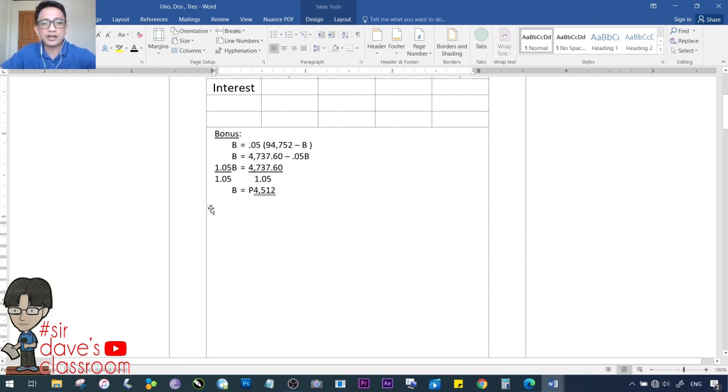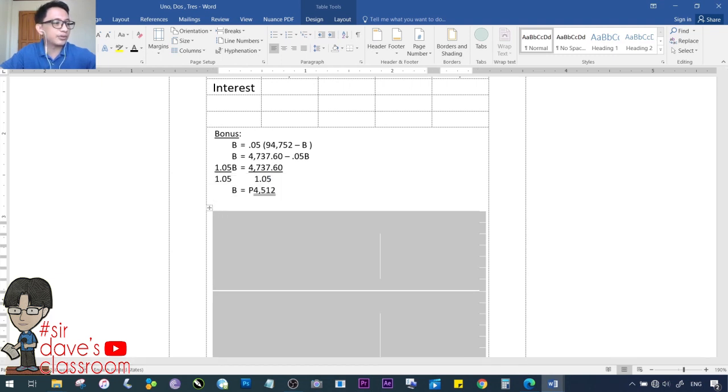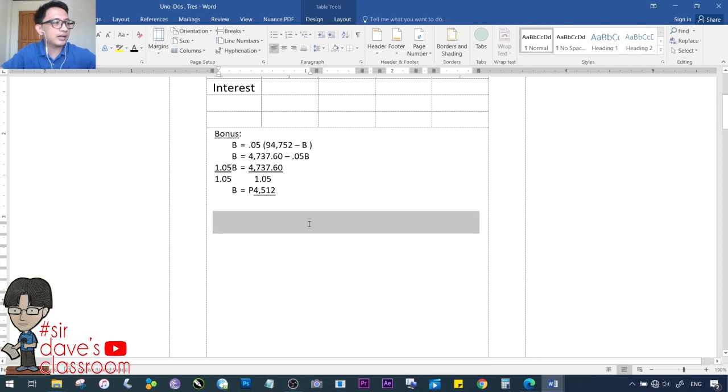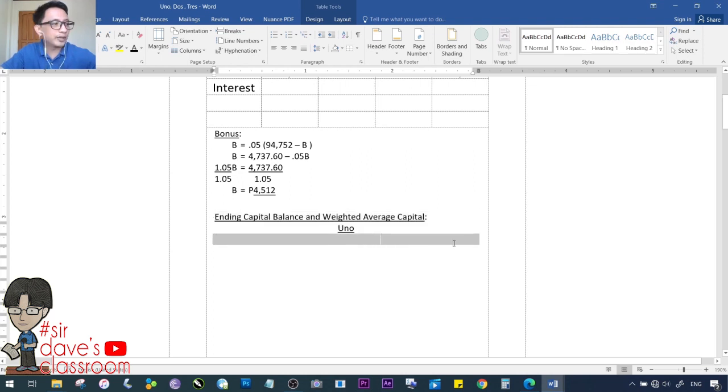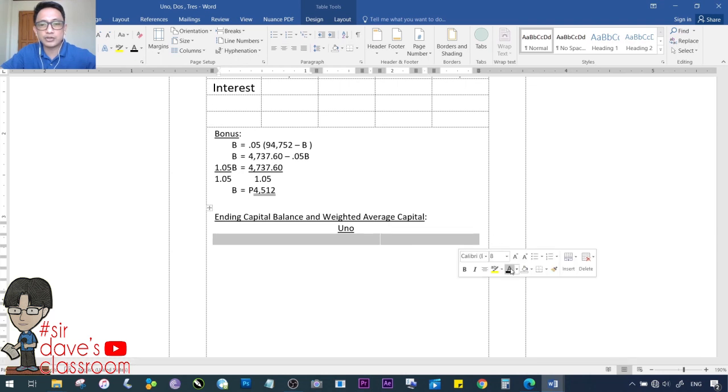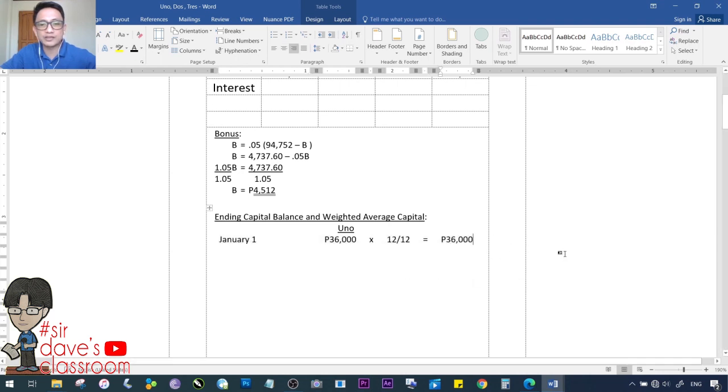Computan na natin siya ng weighted average also para minsanang hirap na. Alright? Unahin natin class yung ending and weighted average capital balance ni Uno. Okay? For Uno, meron tayong balanse nung January 1, tingin ka sa problem, na 36,000. So kung 36,000 yan, January 1 times 12 over 12, 36,000.